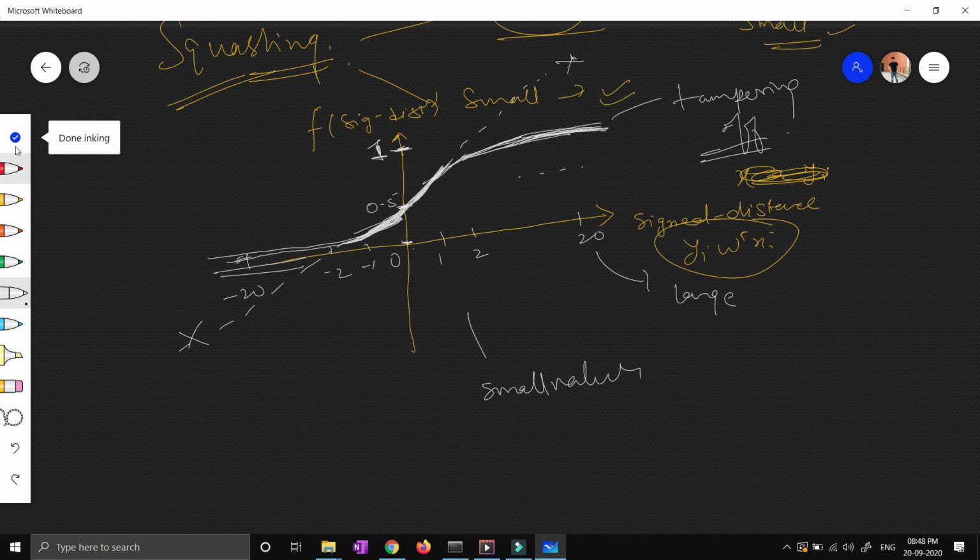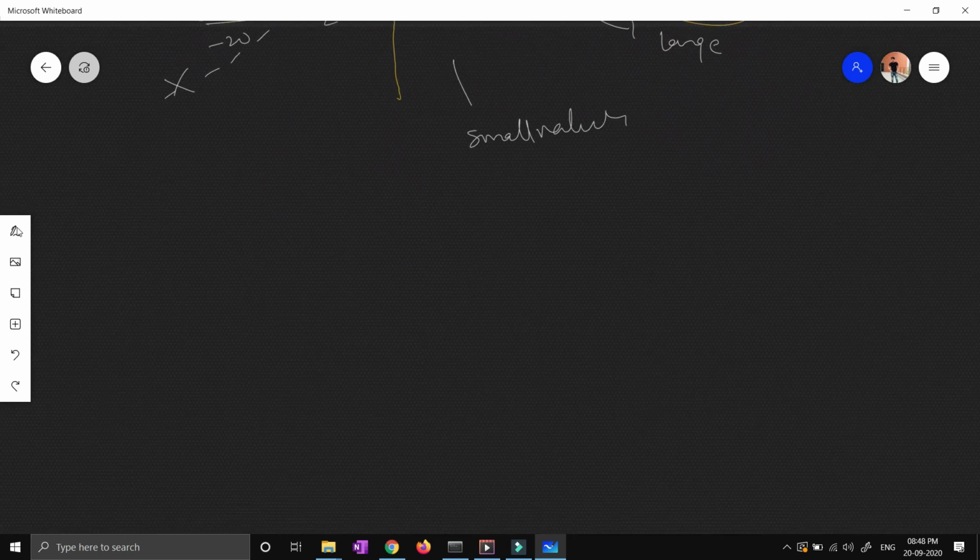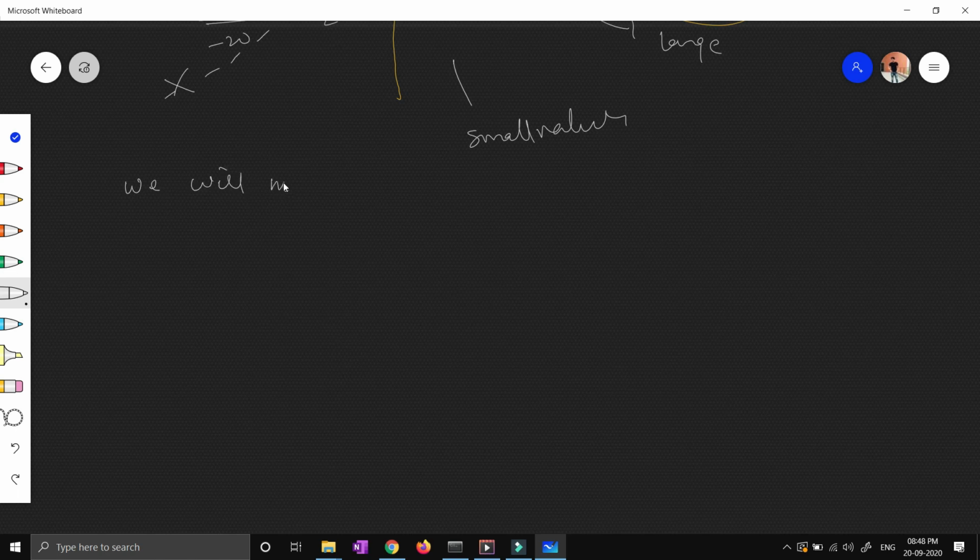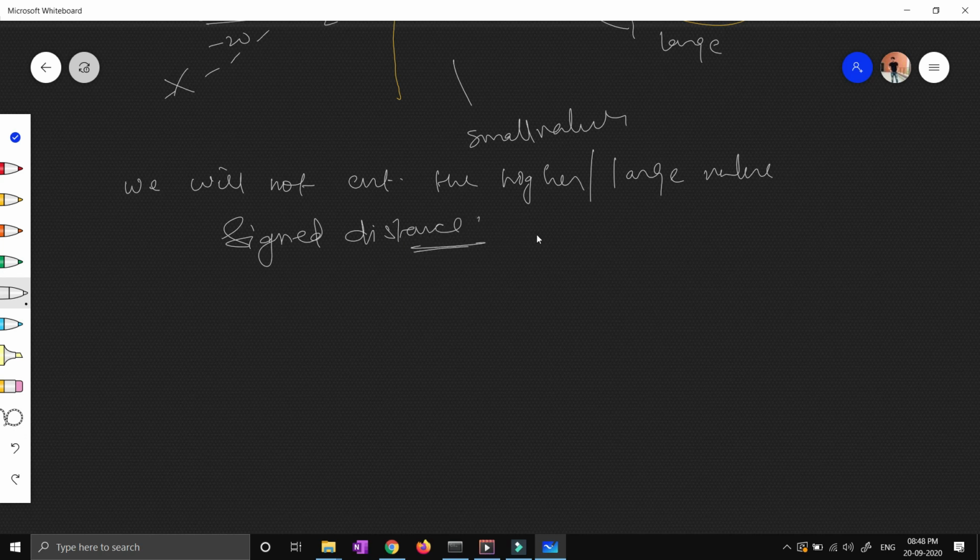So now you can see that we will not entertain the higher value of the signed term. Ultimately what I'm trying to say is that we will not entertain the large value of signed distance, or you can say yi w transpose xi. If this value is very large, then we will not entertain it. We will cut it down and temper it off to a small value, and then we will entertain it, right?